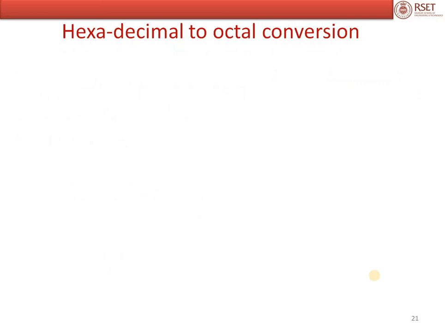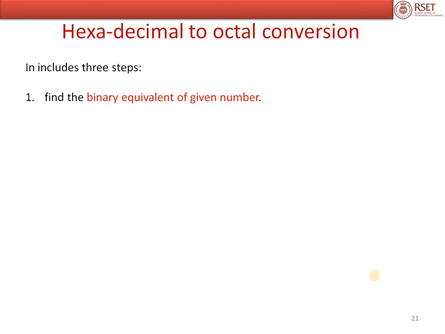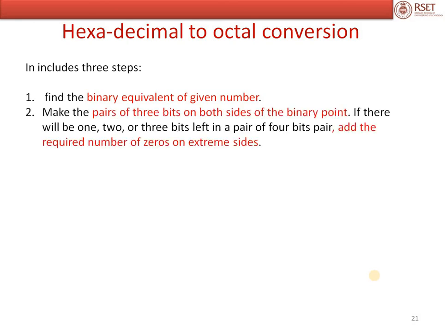Then hexadecimal to octal conversion, it again includes 3 steps. Find the binary equivalent of the given number. Then make pairs of 3 bits on both sides of the binary point. If there are 1, 2 or 3 bits left in a pair, add the required number of zeros on the extreme side. Then write the octal digit corresponding to each pair.